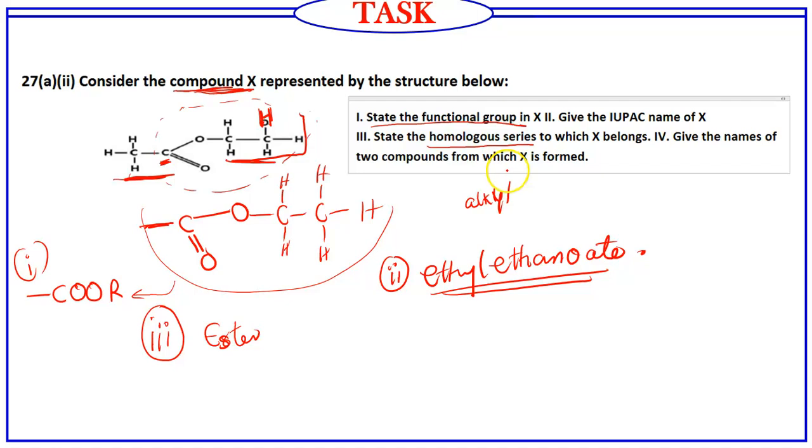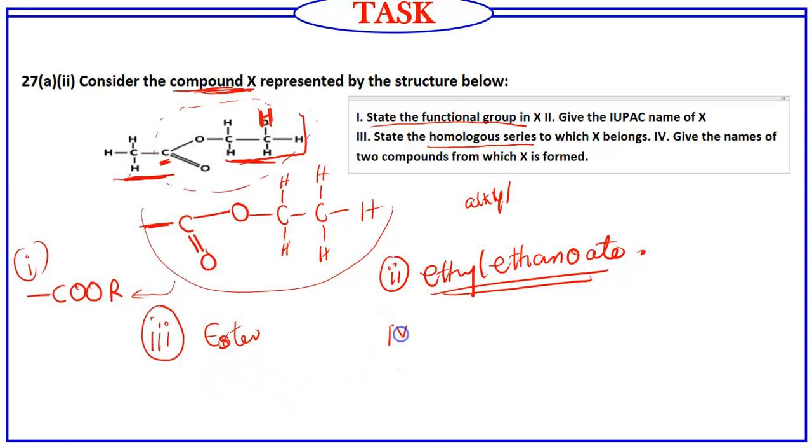Give the name of the two compounds that formed this. All right. The two compounds that form this, I've said it before. The alkanol part is written last. The carboxylic acid part is written first. So you trace the alkanol part. This contains two carbon chains.